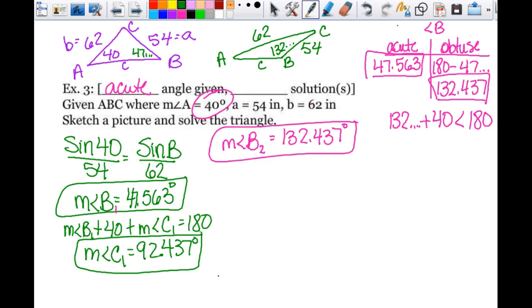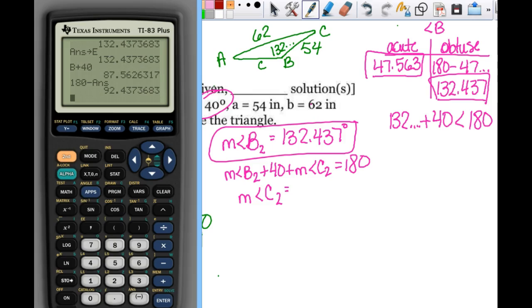Everybody with me? Okay, so now I've got to find C2. I know the measure of angle B2 plus 40 plus the measure of angle C2 has to equal 180. So when I do that, I get the measure of angle C2 is, ooh, you know what I forgot to do? What did I not do here that I probably should have done? Stored it, yes. So luckily I hadn't typed anything in my calculator.